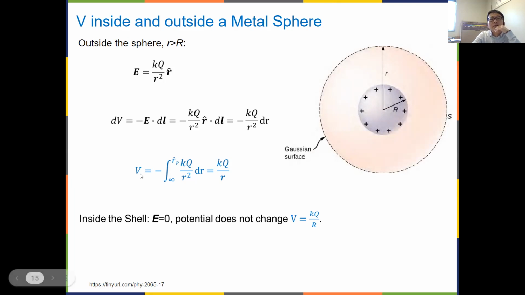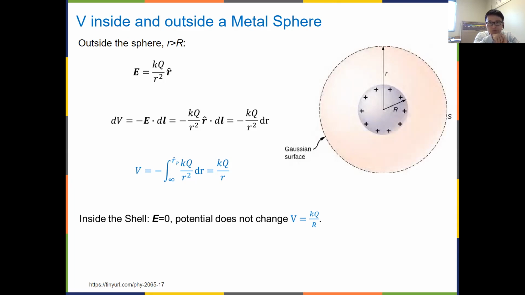Then integrate from infinity, where the electric potential is 0, to any point of interest here, from infinity to R prime. Because there's a minus of 1 over R squared, and k and Q are constants, the result will be 1 over R, evaluated from infinity to R prime. If R equals infinity, the second term is equal to 0, so the upper limit goes in here and becomes kQ over R. So this is the integral we can use.